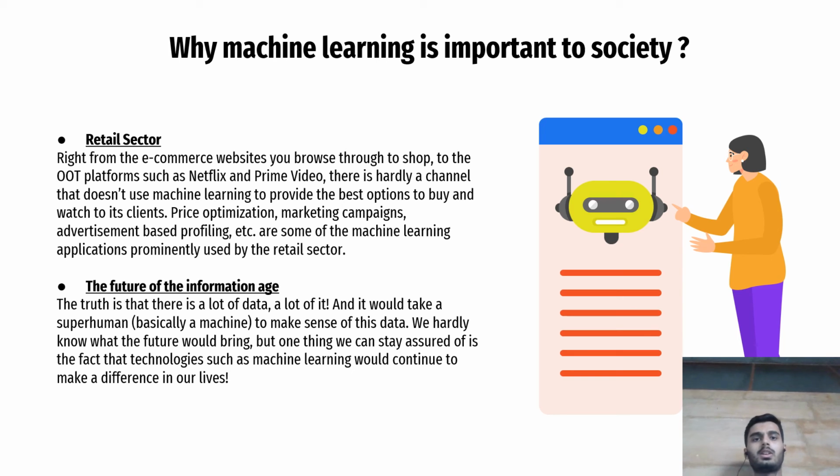Retail sector. Right from the e-commerce websites you browse to shop to the OTT platforms such as Netflix and Prime Video, there is hardly a channel that doesn't use machine learning to provide the best options to buy or watch to its clients. Price optimization, marketing campaigns, advertising, space profiling, etc. are some of the applications prominently used by the retail sector. The future of information: the truth is that there is a lot of data, and it would take a superhuman, basically a machine, to make sense of it. We hardly know what the future will bring, but one thing we can be assured of is that technology such as machine learning will continue to make a difference in our lives.